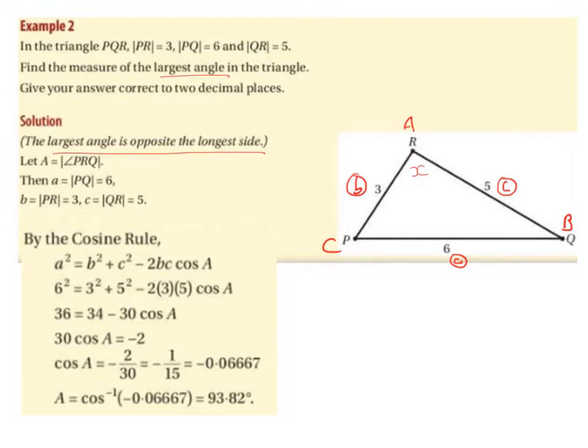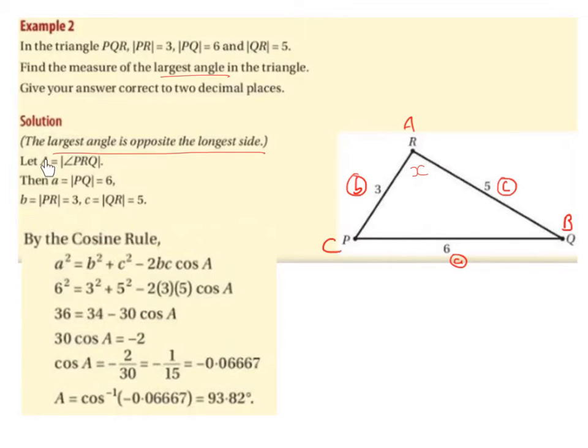So the reason that I label the angle I'm looking for as capital A is because there is a capital A in my formula. So my formula for the cosine rule is a squared equals b squared plus c squared minus 2bc cos of a. So there's a capital A in my formula, so I label the angle I'm looking for as capital A.